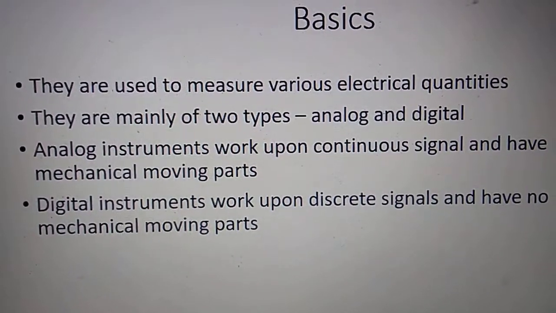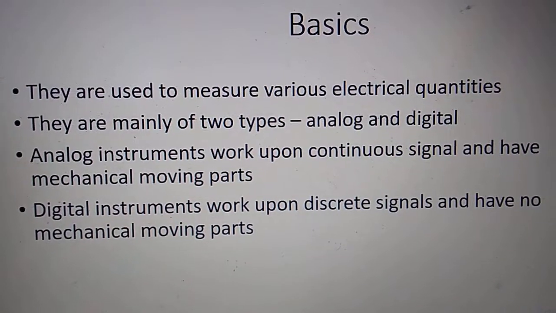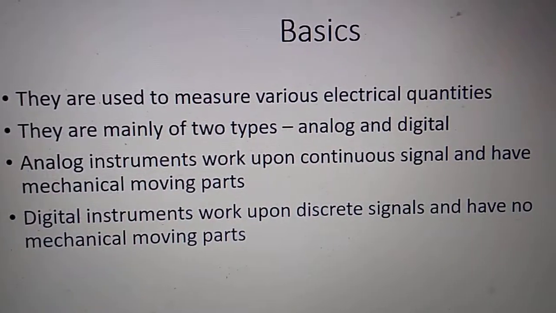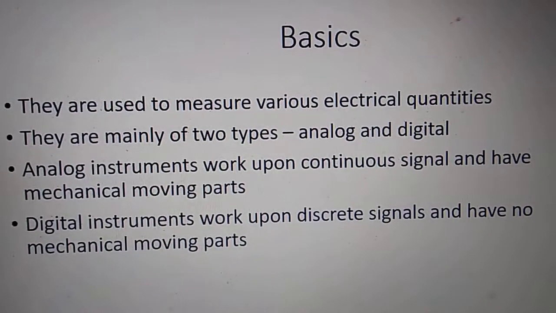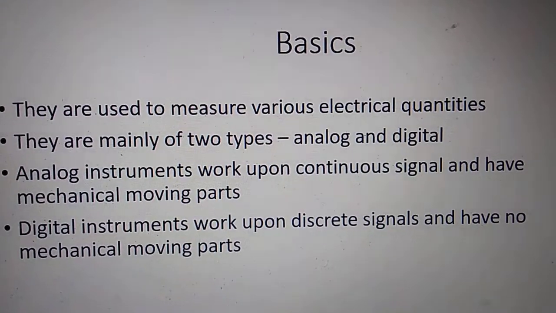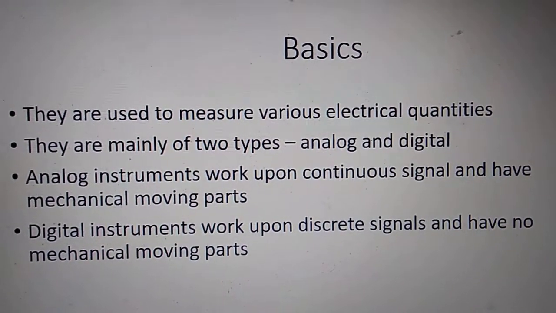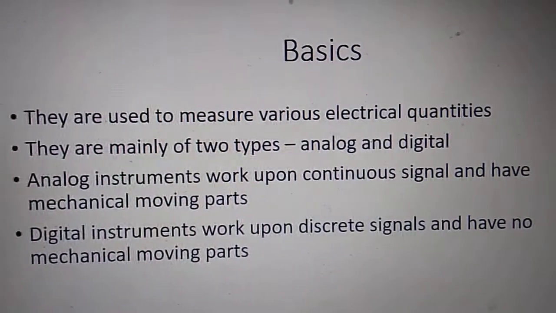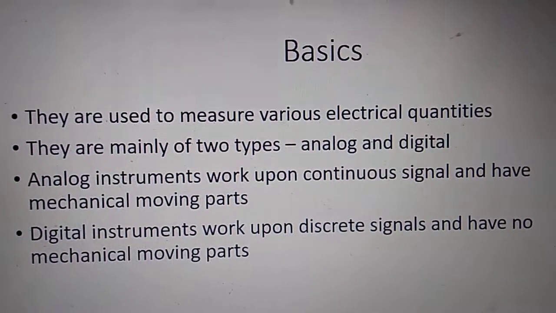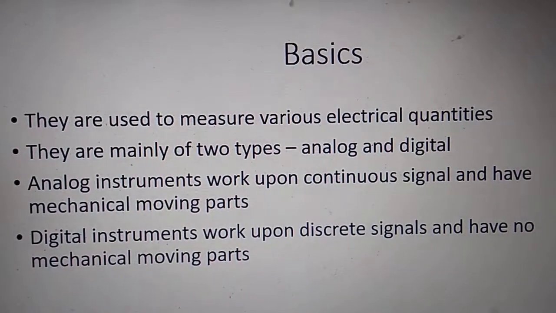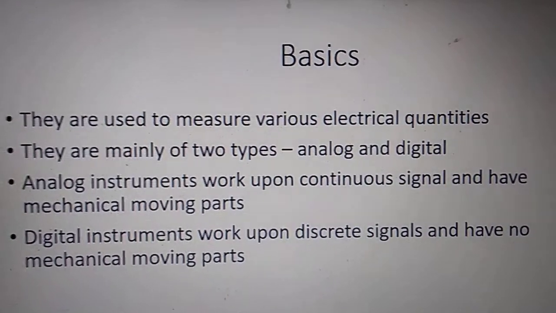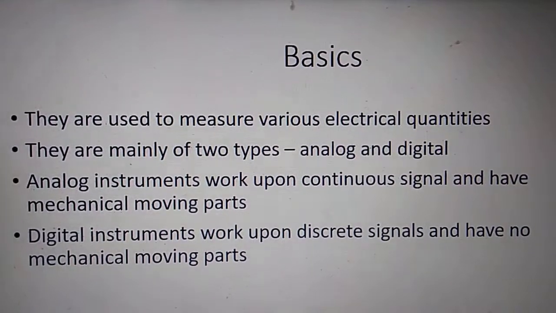Analog instruments, as you have already seen, are those instruments that have pointers in them that point to a particular location when a measurement is to be shown. Those types of instruments are analog instruments. And digital instruments, like a multimeter that you have seen, directly show the value of the quantity being measured. That is a type of digital instrument.